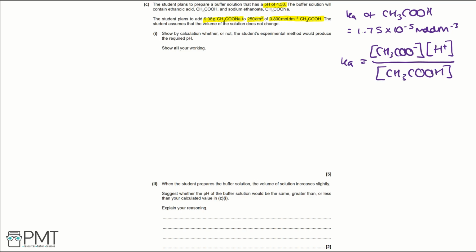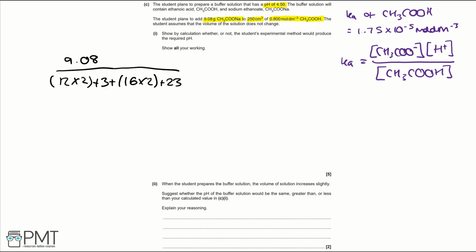So firstly we need to work out the number of moles of CH3COONa, or sodium ethanoate. We do this by taking the mass, 9.08, and dividing this by the relative formula mass of this salt, which would be 12 times 2 plus 3 plus 16 times 2 plus 23. That gives us a molar value of 0.111 moles.